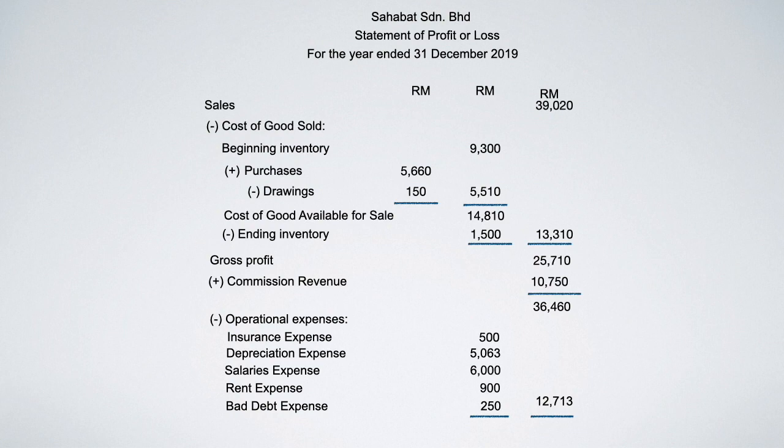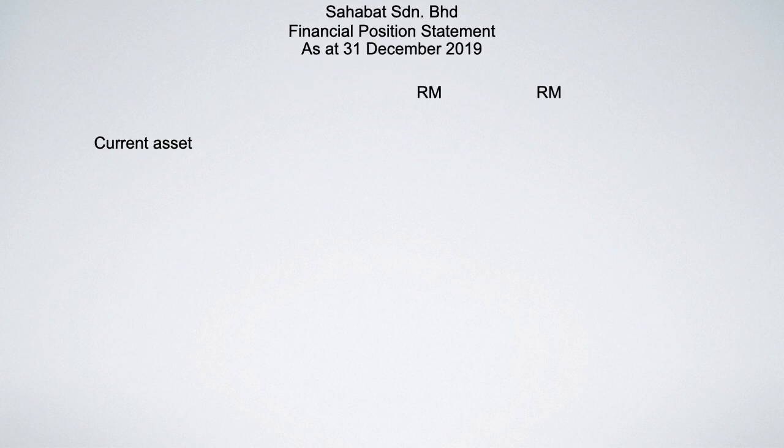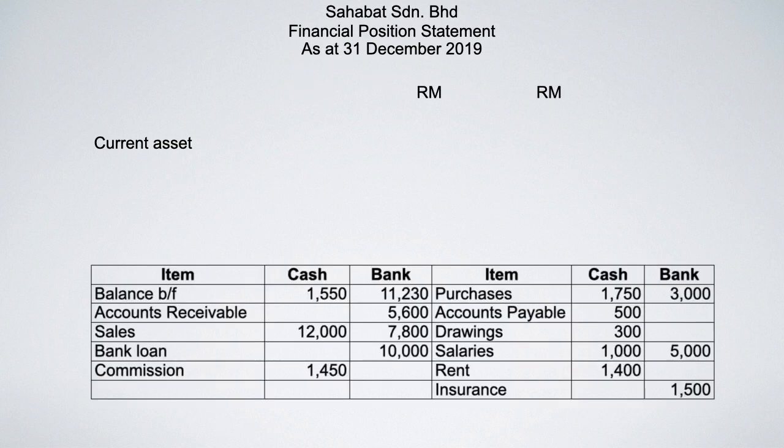gross profit plus the commission revenue. You minus the operational expenses. You will get that 23,740. That is our net profit for these questions. Okay, so finish. Now we want to prepare the financial positions as at 31st December 2019.